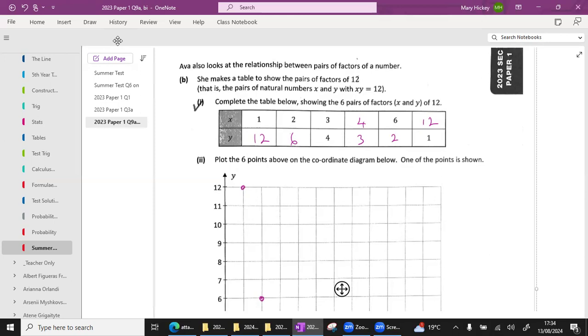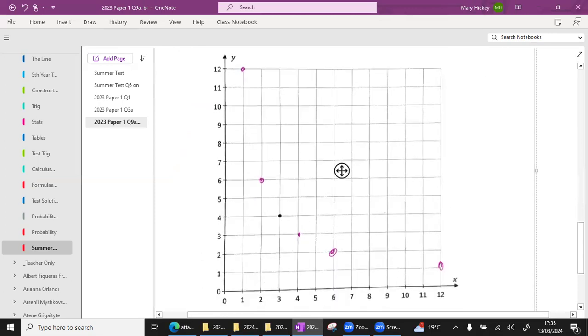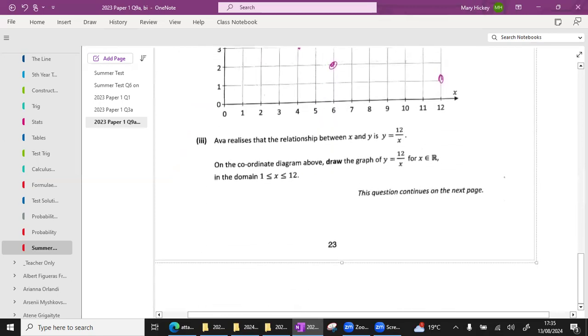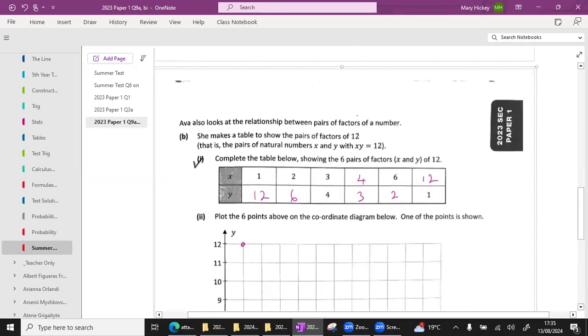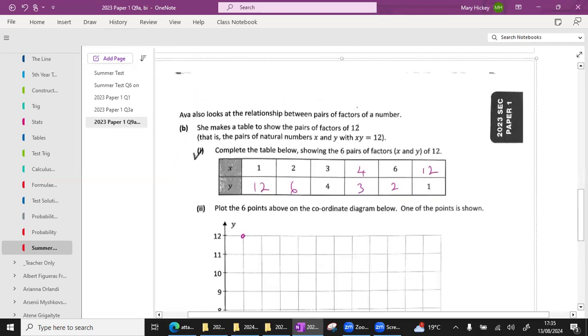Now we're repeating the pairs there, but that's just because we're using it to plot the points. And then we plot the points, and I won't continue then because that's a little bit different down there, but that's just factor work, which we did last year.